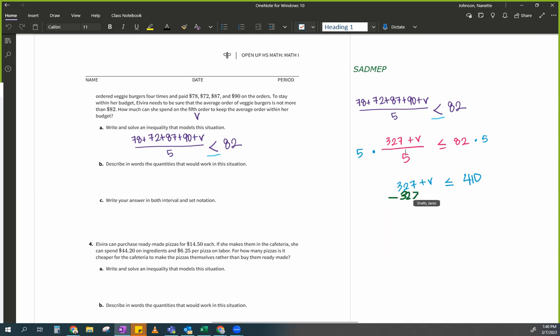Is that person right? Yes, no, maybe, so. What do you think? Yes, we would subtract by 327 on both sides. Very good. Okay, does that constitute me flipping my symbol? Everyone says yes or no. Does that change my symbol? Yes or no?